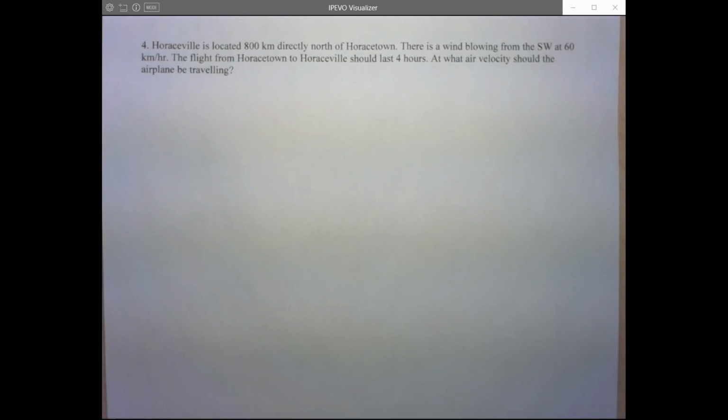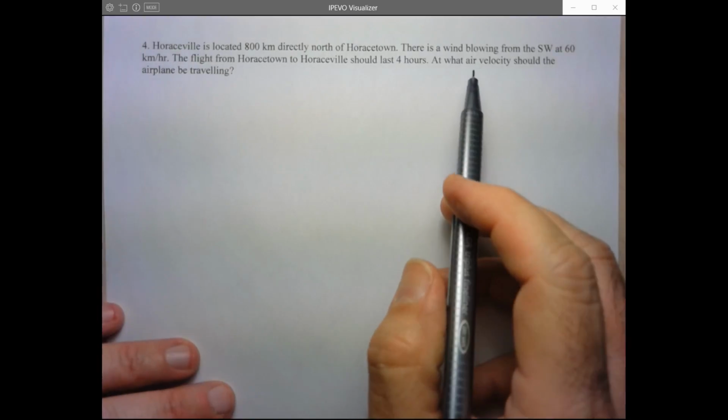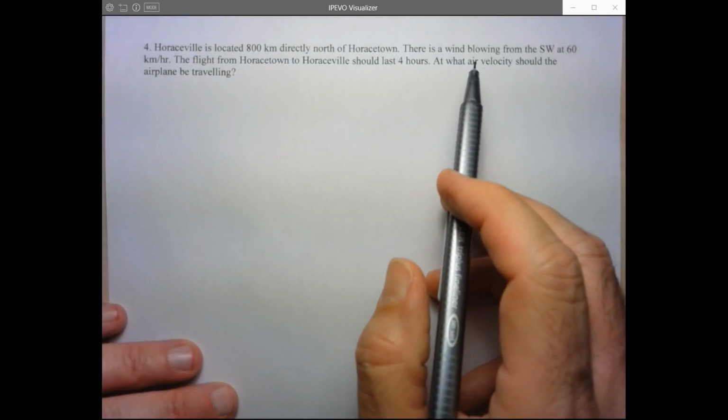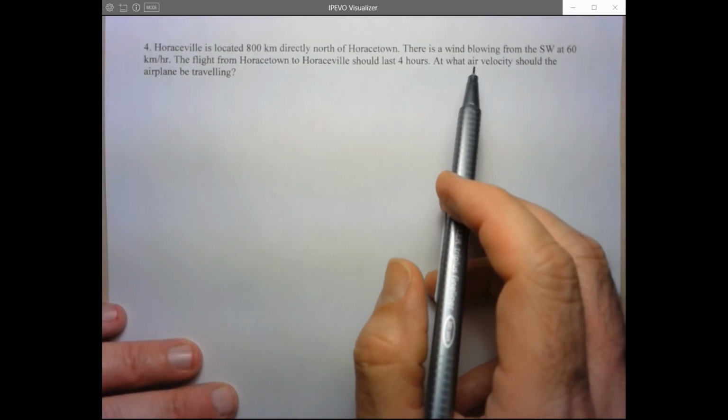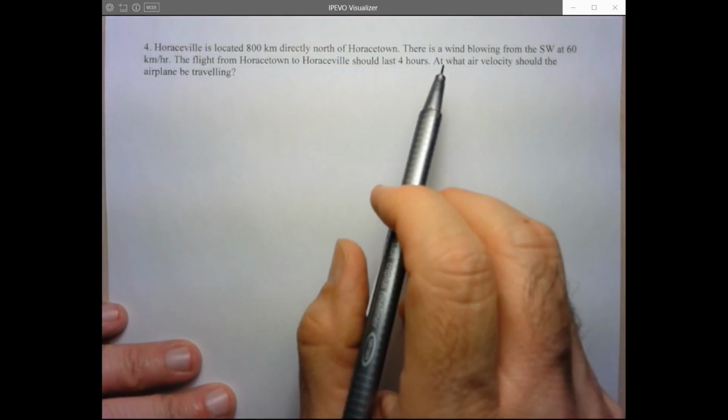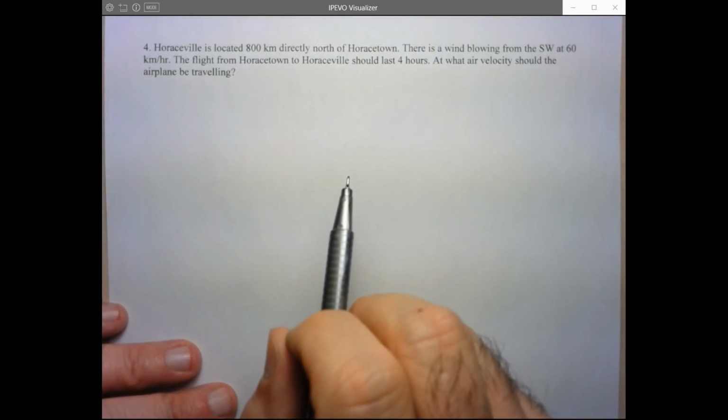It says Horaceville is located 800 kilometers directly north of Horace-town. We've got a wind blowing from the southwest, and the flight should take 4 hours. At what air velocity should the airplane be traveling? So let's keep in mind what the air velocity represents. The air velocity does not represent the resultant velocity. It represents the velocity that the pilot is going to direct the plane with.